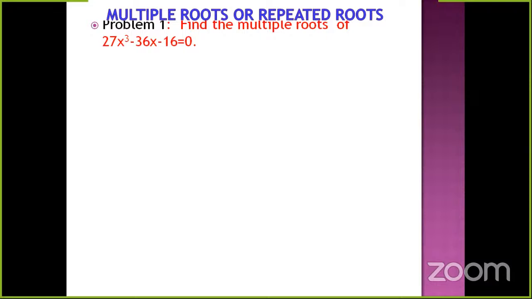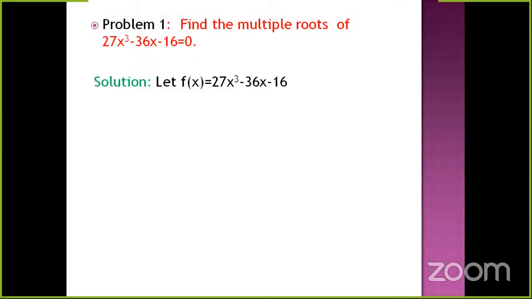So problem 1. Find the multiple roots of 27x cubed minus 36x minus 16 equal to 0. See here, once observe the question. They are not asking you to find all the roots of this cubic expression. So we have three roots, but they are not saying to solve the equation. They are asking us to find the multiple roots. So if the equation has multiple roots, find that multiple root. Okay. So let us start it.